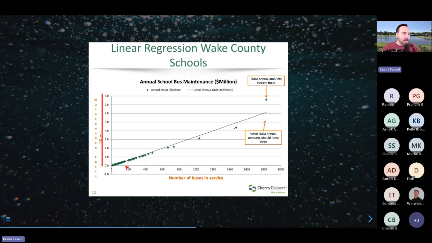So you see here, up to about this point, you have either something that's linear or slightly sublinear, where with more buses we might have economies of scale. By having more buses, we get better deals, we get better discounts. So that can actually decrease the overall cost on a per bus basis. And then we had that data point right there.